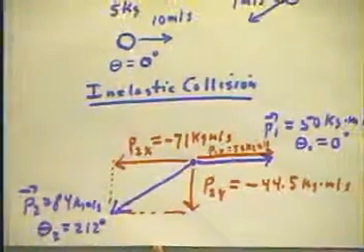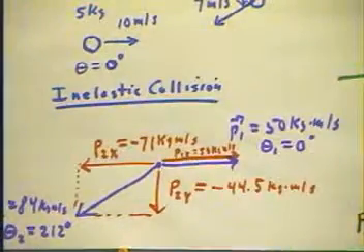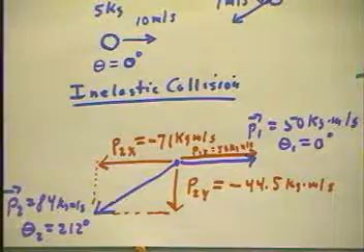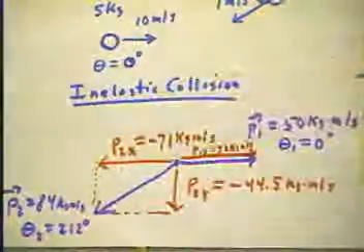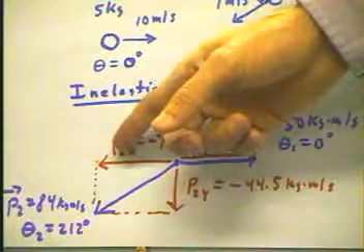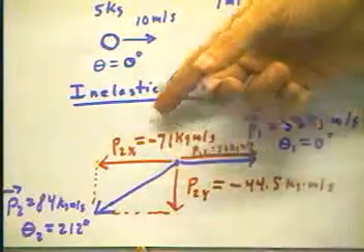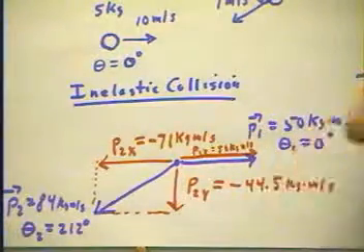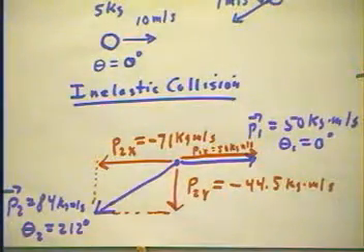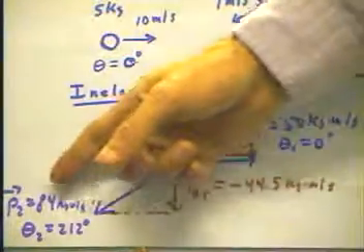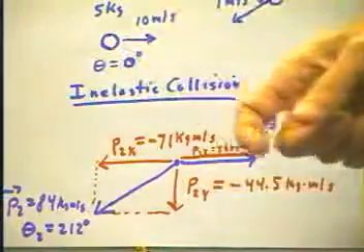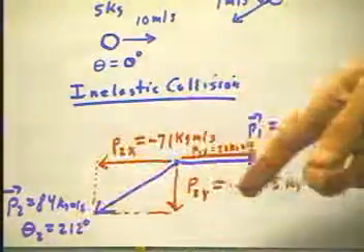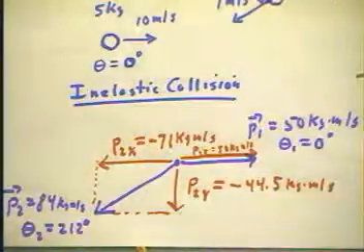Now we do the usual thing when we encounter vectors. We calculate the components of the vectors. By a straightforward calculation using the magnitude and the angle of this vector, we obtain that the momentum P2 has an x component of negative 71 kilogram meters per second and a y component of negative 44.5 kilogram meters per second. This is obtained by multiplying the 84 kilogram meters per second by the cosine of 212 degrees to get the x component, and then multiplying by the sine of 212 degrees to get the y component.